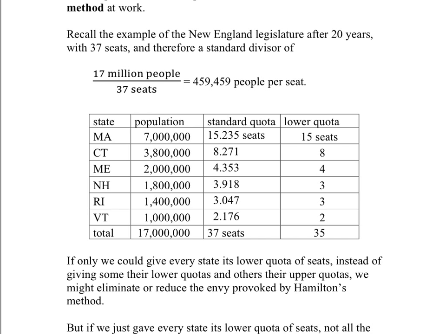Right? But we can't just do that, because as we've seen, giving every state its lower quota will leave us with two surplus seats, and that's not acceptable. Right? You can't just stop here, giving each state its lower quota. You must allocate all 37 seats.